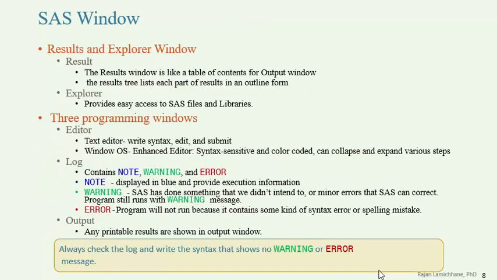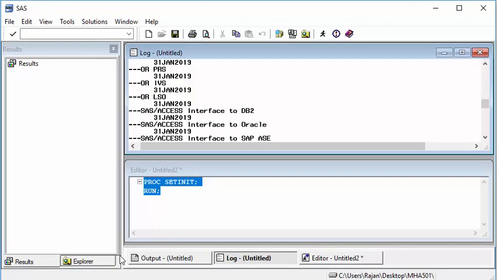If you are using the Windows environment, then the SAS window has two primary areas. Here, this vertical area and this horizontal area. This vertical area has two components, results and explorer, and this horizontal area has three components, output, log, and editor. The results window is a kind of table of contents of all outputs. You can see all outputs in one window, and each output has multiple branches. Let me show you one simple example of how it looks.